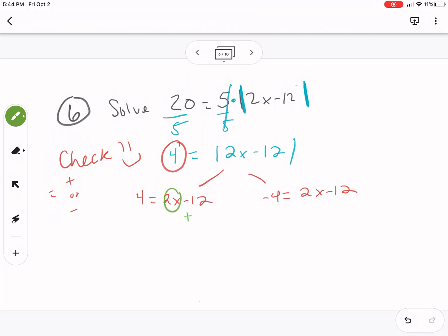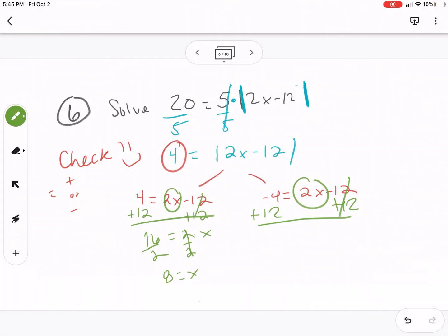So here 2 stuck to x, so I'm going to add 12. And now I can divide by 2. So my first solution is an 8. My second one, I'm going to do the same steps. I'm going to add 12. Negative 4 plus 12 is 8. And then if I divide by 2, I get 4. So my 2 solutions are 8 and 4. It's more proper to go from least to greatest, so I'm going to put 4, 8. But if you put 8, 4, that's fine. You're just showing these are my 2 answers.